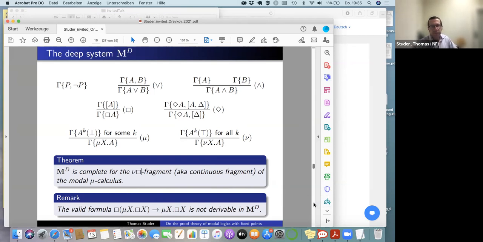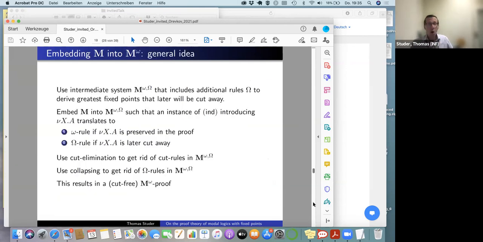So the question is, is there some other way to get cut elimination for the mu calculus? And there is, but we need another kind of infinitary system. So we need a second kind of infinitary rule, the so-called big omega rule or Buchholz rule. So what we need is an intermediate system that has two infinitary rules: the small omega rule as before, if the largest fixed point is preserved in the proof, and we use this other infinitary rule if the fixed point is later cut away.